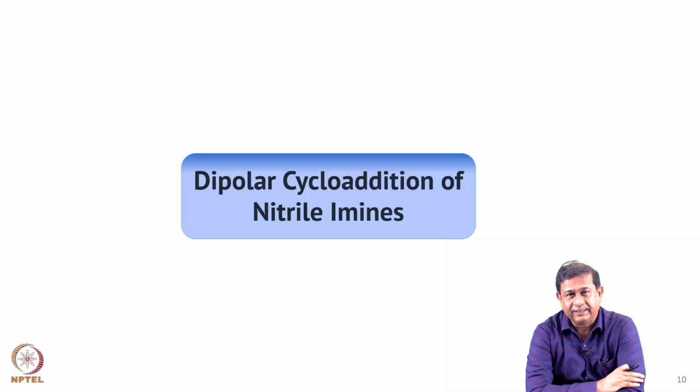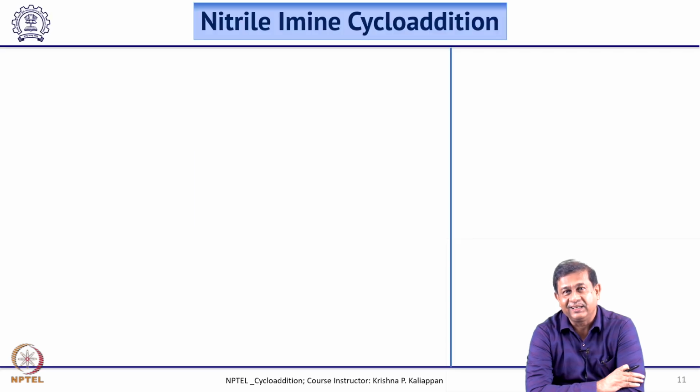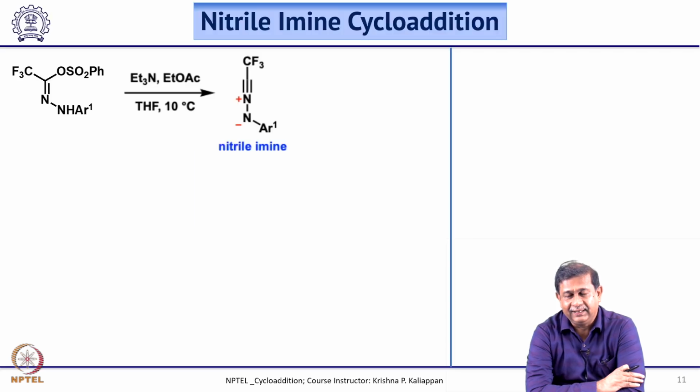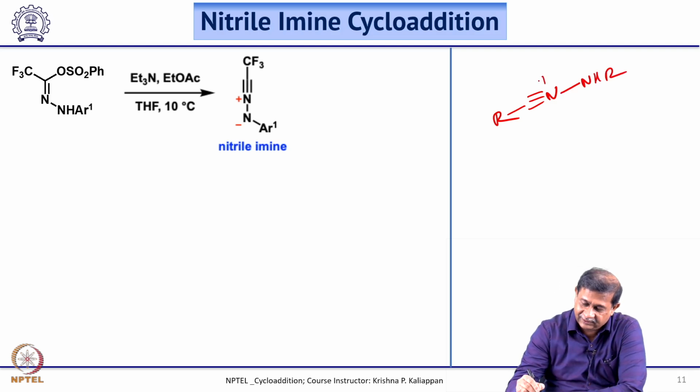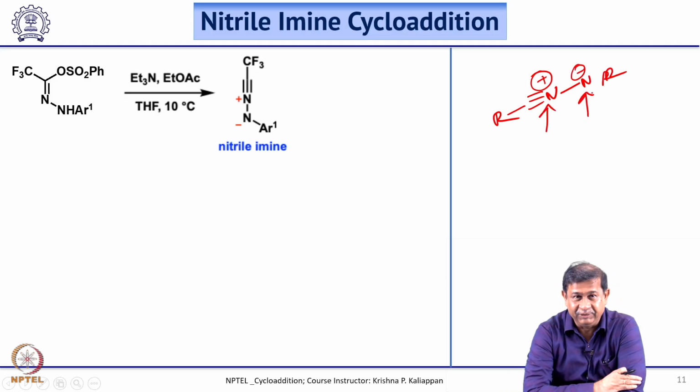Okay, so from diazoalkanes, now we will move to nitrile imines and how these nitrile imines are used in 1,3-dipolar cycloaddition. So nitrile imines: organic cyanides are basically called nitriles. Now if you attach an amine to that, and then you have a positive charge here, and the NH will become N minus. So this is nitrile and this is imine. So that's why it is called nitrile imine. Okay. So this is usually prepared.